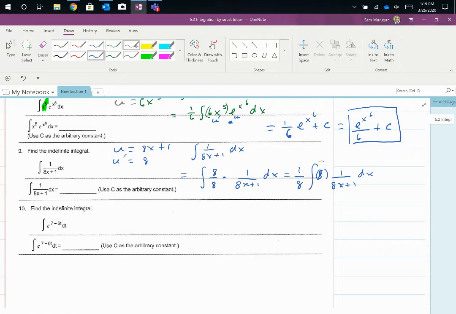And now what we got here is this is u prime, and this is 1 over u. So the integral is equal to 1 over 8. I'll give myself some more space here. I'm probably going to have to go down at the bottom here. 1 over 8 ln, natural log, of 8x plus 1, plus c.